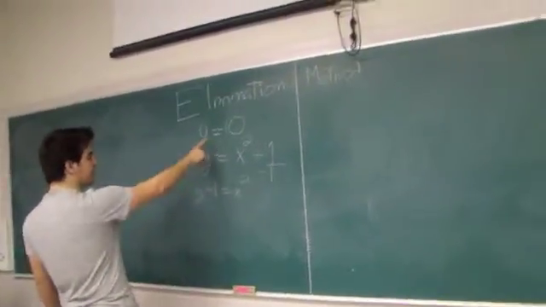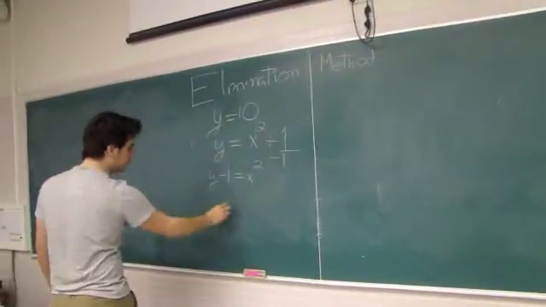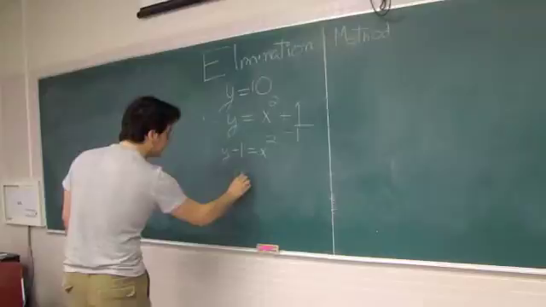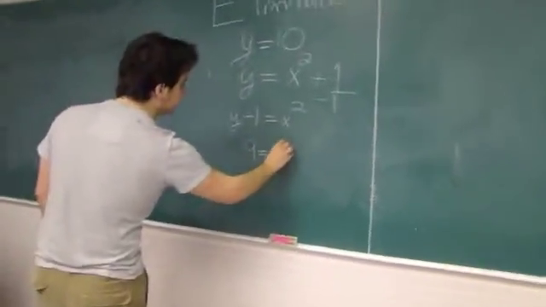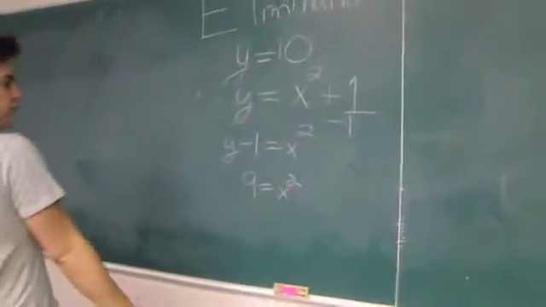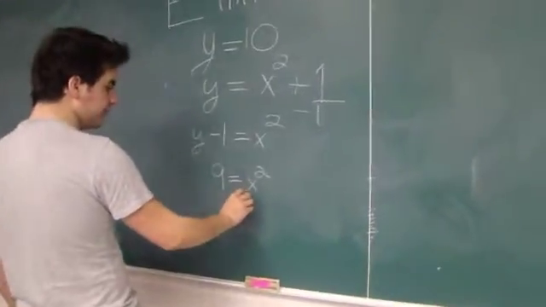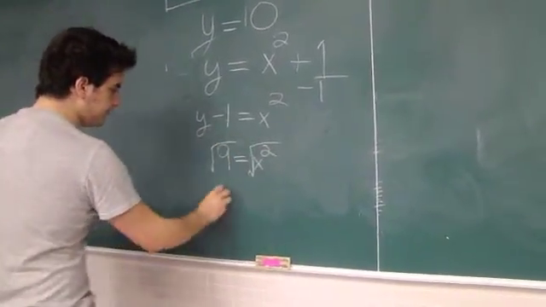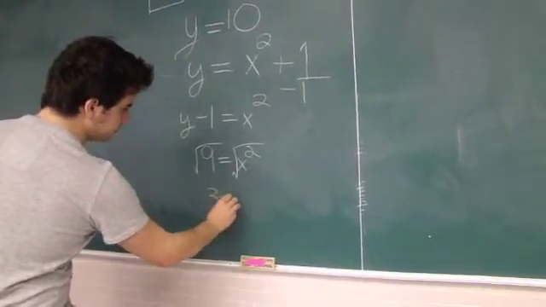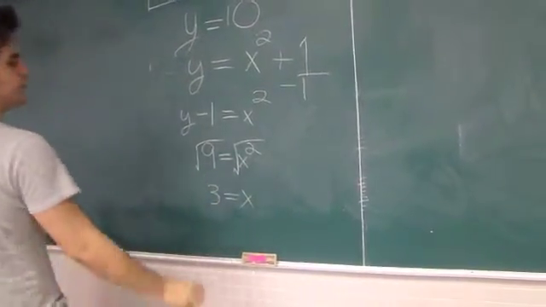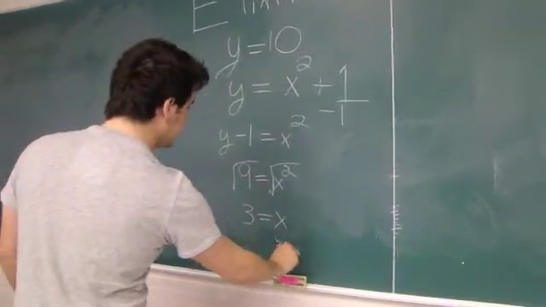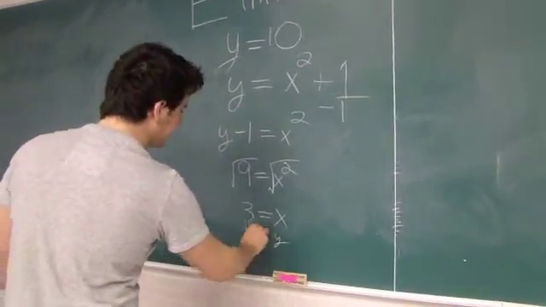But because we already know that y equals 10, we're going to substitute, make it 9 equals x². This is squared, so we make a square root. The answer of x will be 3 and y will be 10.